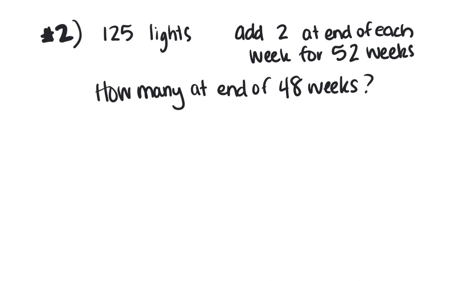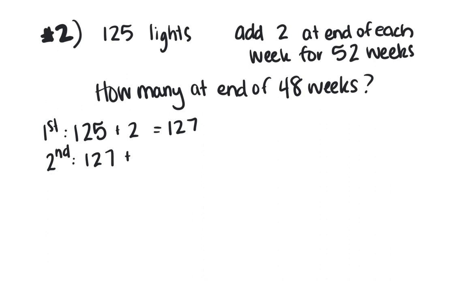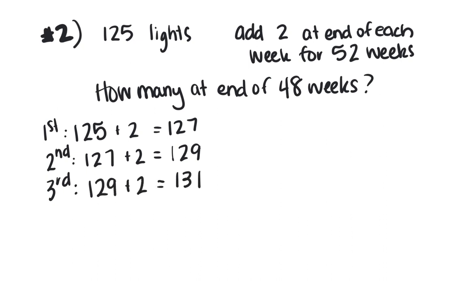So what's happening here? Well, I'm starting with 125, and at the end of the first week, I will have 2 more. And then in the second week, I'll have that 127, and I need to add 2 more. At the end of the third week, we've got that 129, and we're going to add 2 more. So you see here that we're adding 2 every single time. So if we need to go to the 48th week, well, I don't want to just keep adding, and going from 3 all the way to 48. That's going to take too long.